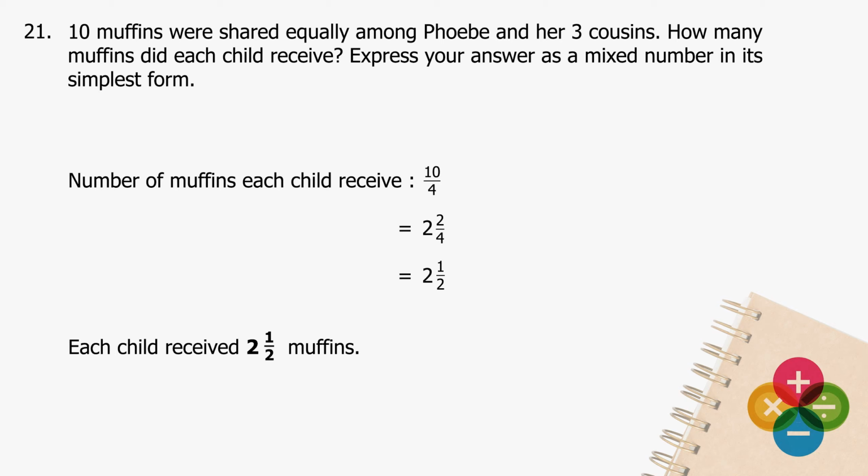The number of muffins each child received will be, divide 10 by 4, and the quotient is 2, remainder 2. Convert 2 remainder 2 to mixed number will be 2 and 2/4. Convert 2 and 2/4 to simplest form will be 2 and 1/2. Each child received 2 and 1/2 muffins.